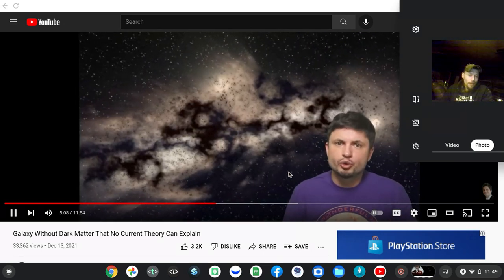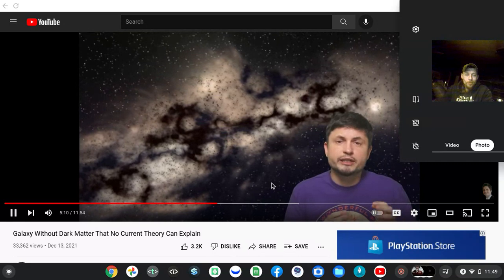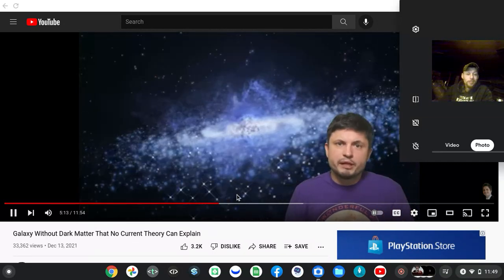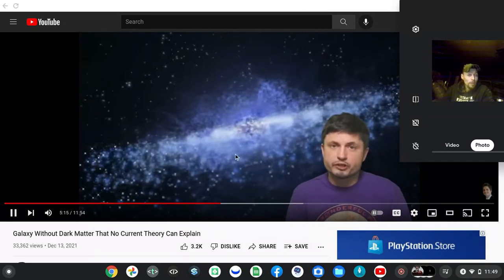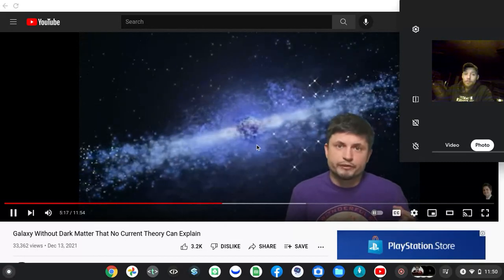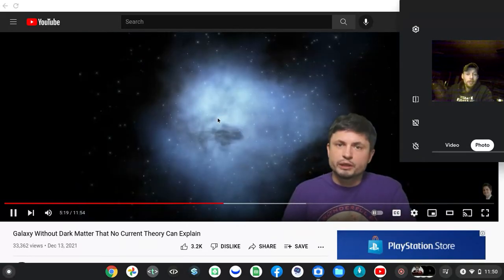And this is actually true for a lot of different dwarf galaxies extremely close to the Milky Way as well. Many of them seem to possess an extremely large amount of dark matter that seems to keep them all together.